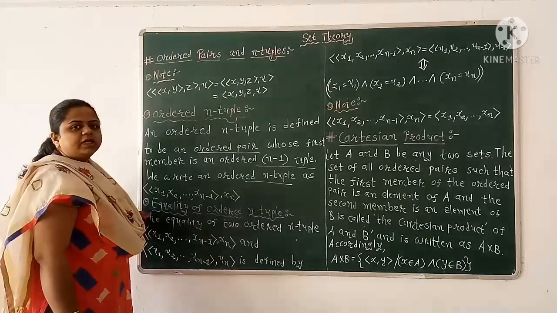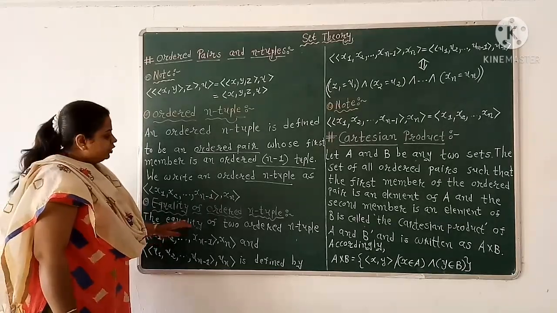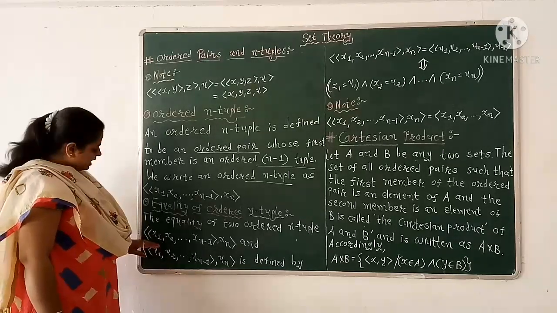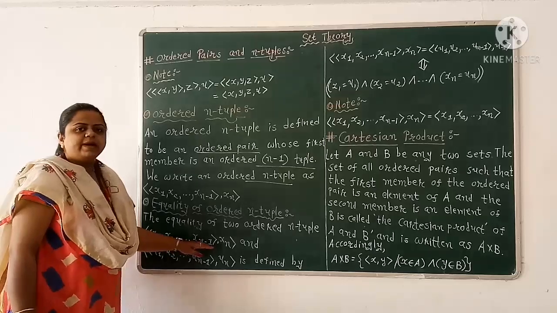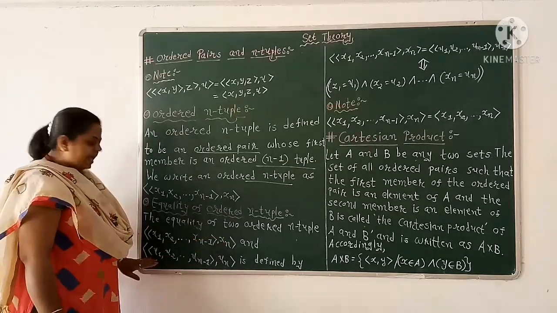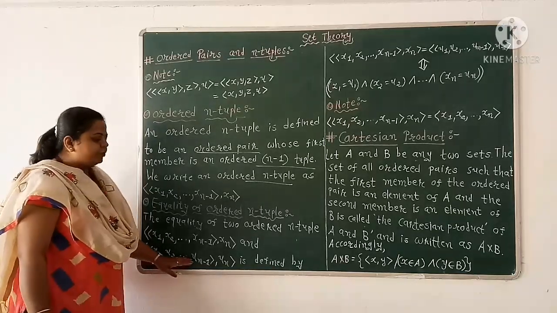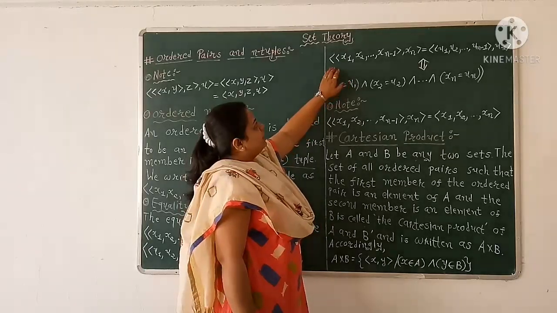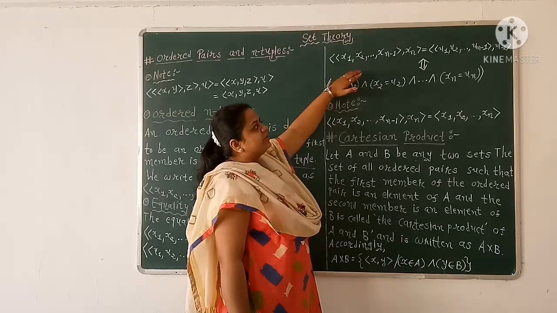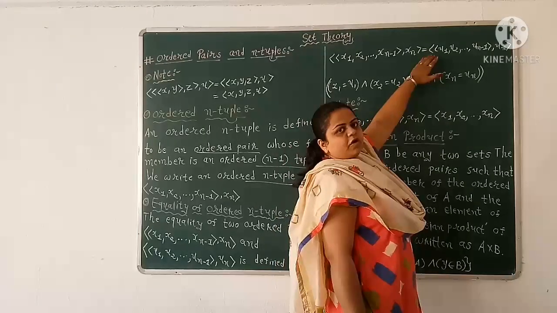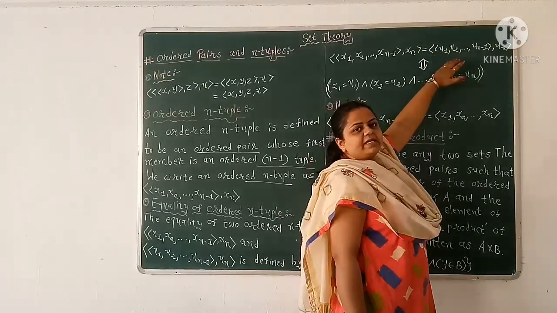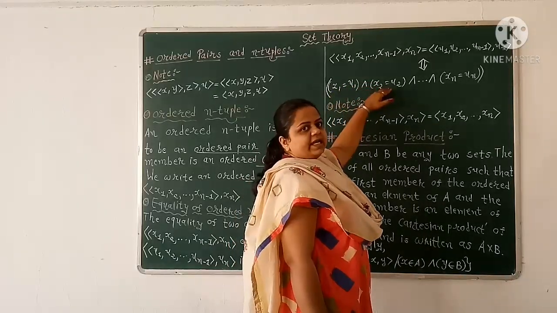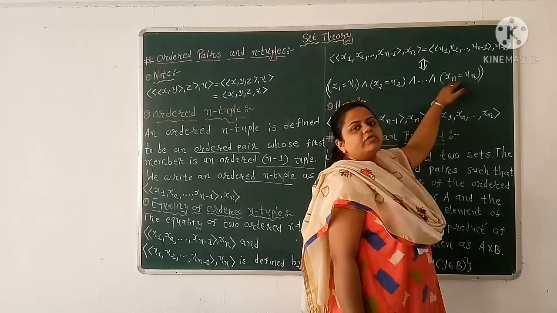Now, equality of ordered n-tuples. The equality of two ordered n-tuples ((x1, x2, up to xn minus 1), xn) and ((u1, u2, up to un minus 1), un) is defined by: (x1, x2, up to xn) is equal to (u1, u2, up to un) if and only if x1 is equal to u1 and x2 is equal to u2 and x3 is equal to u3, up to xn is equal to un.